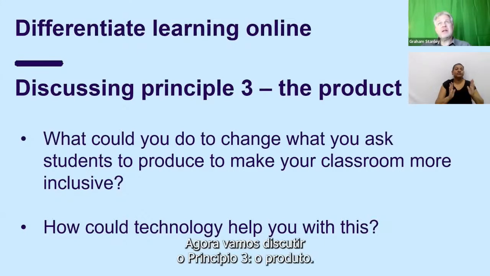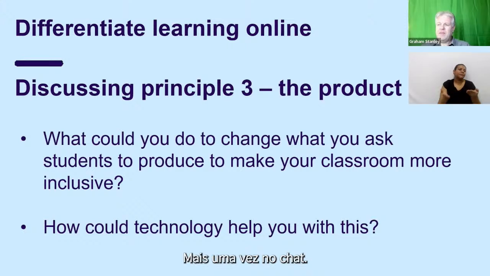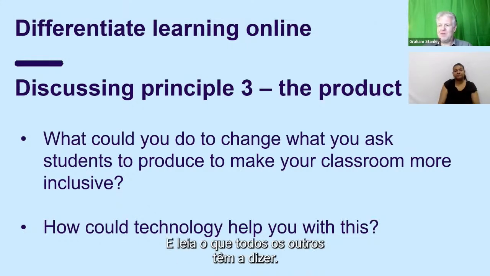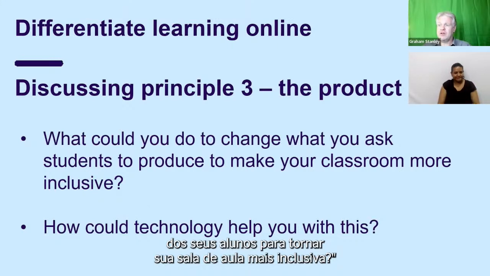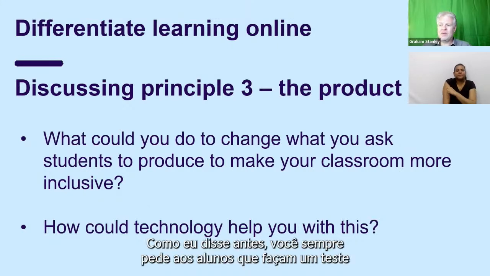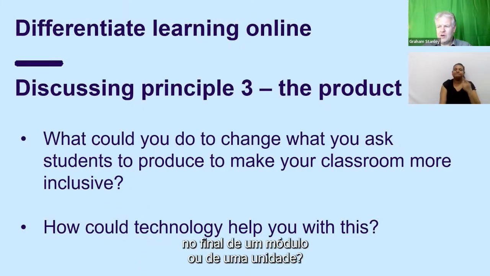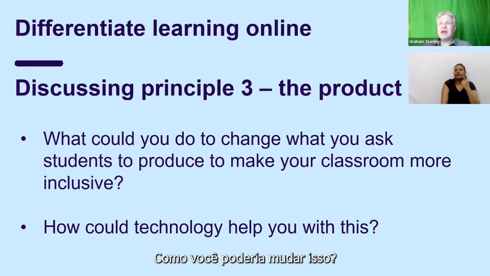Now, let's discuss principle 3, the product. Again, in the chat, write some answers to this and read what everyone else has to say. What could you do to change what you ask students to produce to make your classroom more inclusive? As I said before, do you always ask students to do a test at the end of a module or at the end of the unit? How could you do it differently?